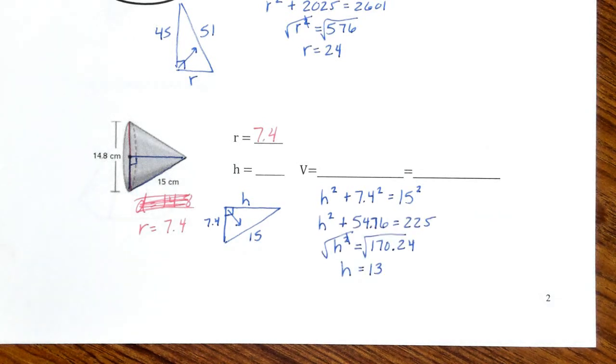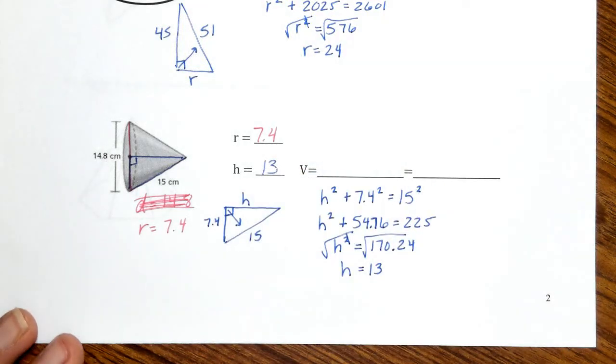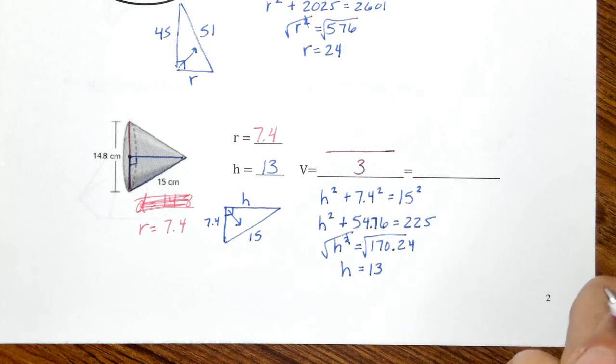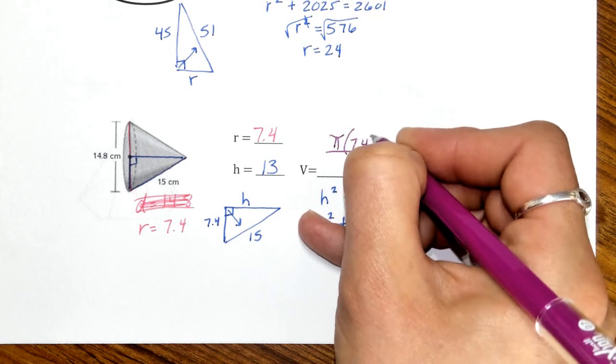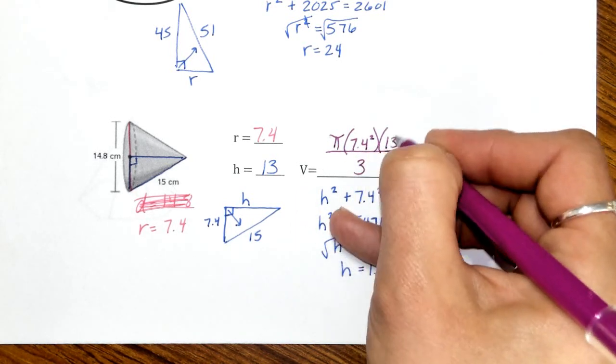So what ended up happening is, because we have this decimal, we have to square it and take the square root of the decimal, but this will come out to approximately 13. So we're going to go ahead and use 13 as our height. Almost done, guys. Plug this in. Denominator, we're going to have that 3. In the numerator, pi r squared h. So pi, r was 7.4, so 7.4 squared, times h, which we found was 13.